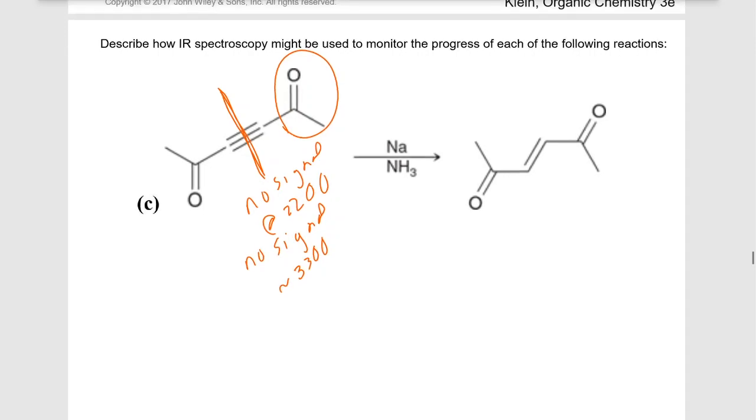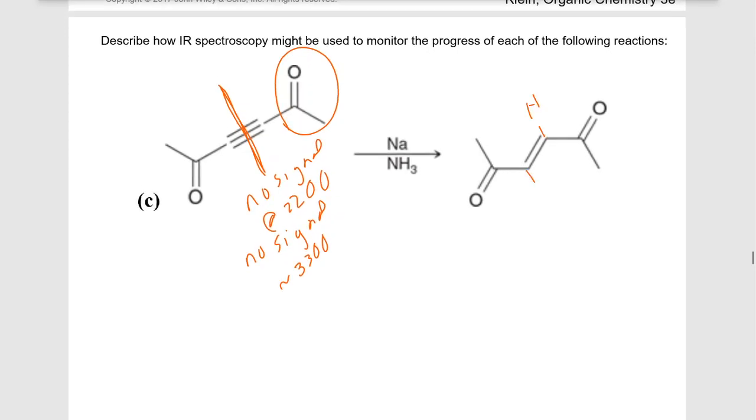When we do this reduction here, now we have these CHs, but we're still symmetrically substituted. So we're not going to get a peak at 1600 for that carbon-carbon double bond, but we're going to have a peak at around 3100 show up for the sp2 CHs now.